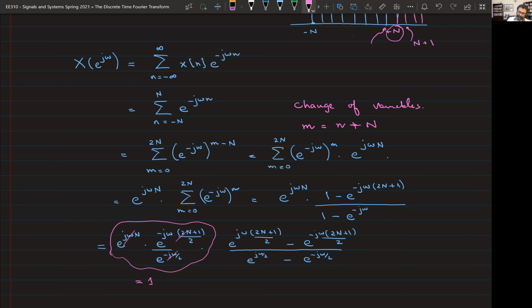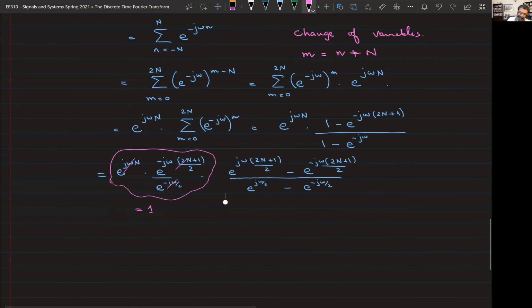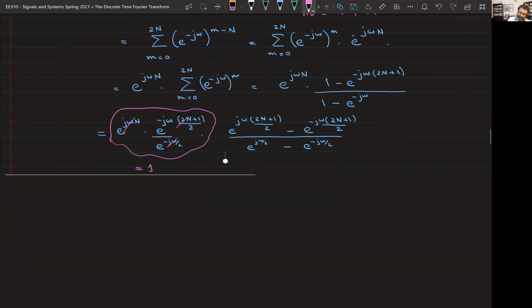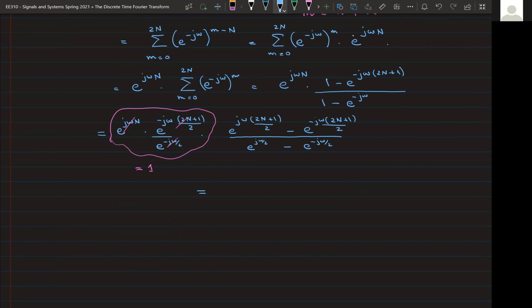What do you have here? Two cosines or sines? Cosines, I guess. Right, in cosines there's always a plus here. But you have a minus here, right? So this is actually 2j times sine of whatever this is. Right, so this is 2 times j times sine omega times (2n plus 1) divided by 2.